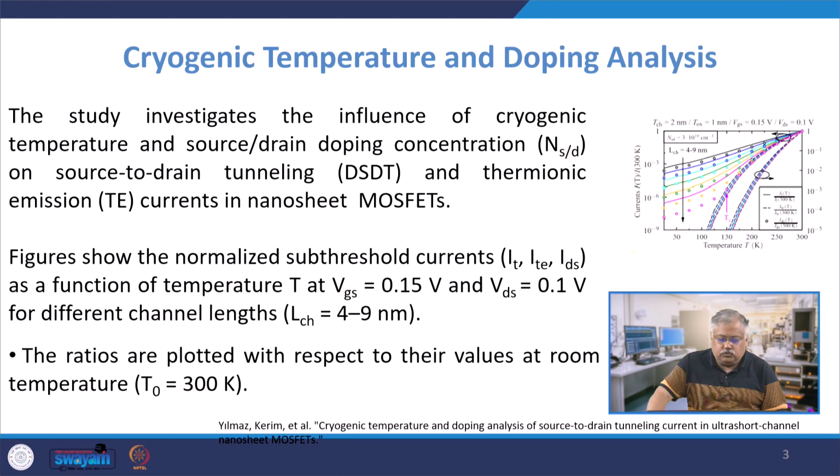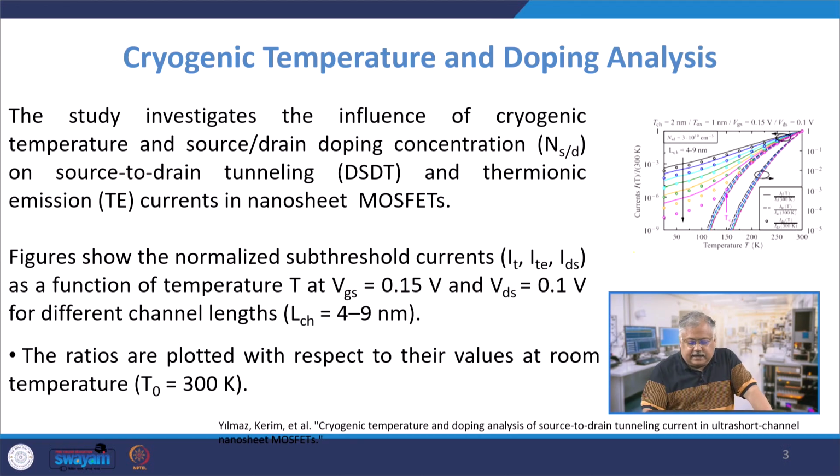We now come to cryogenic temperature and doping analysis. The first part was basically looking at the carrier concentration with respect to temperature. Now we are looking into the cryogenic temperature and its doping analysis. So what we are looking at is how the current gets affected by the temperature as well as NSD, which is the source drain doping concentration, on DSDTs and thermal emissions for a nanosheet MOSFET.